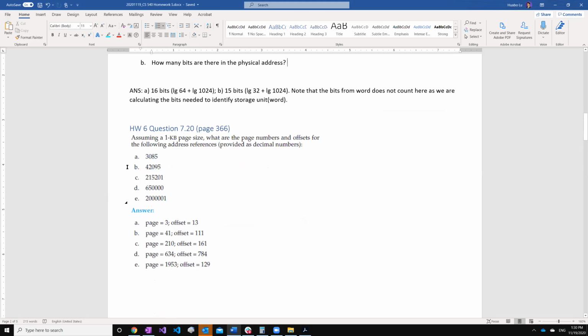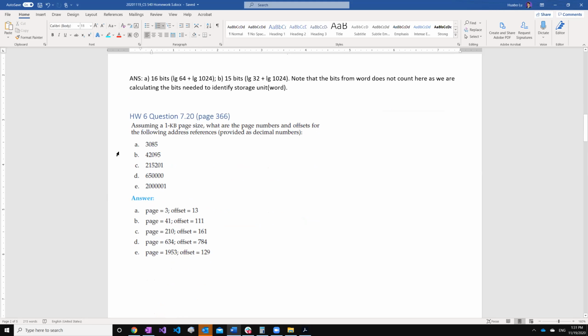And to the next one. It's also a question from homework 6. It says assume a 1 kilobyte page size, by the way kilobyte, not kilobits. What are the page numbers and offsets for the following address references? Given that these numbers are in decimal, what do you do? You get 1 kilobyte page size.